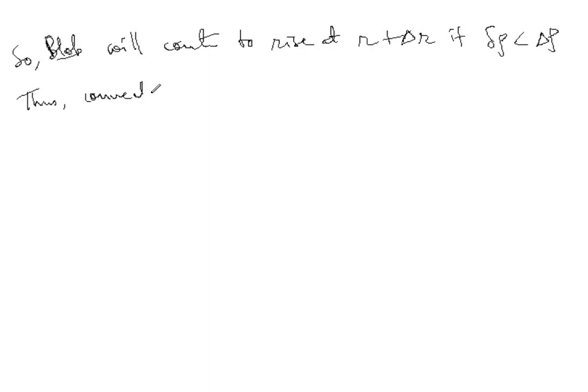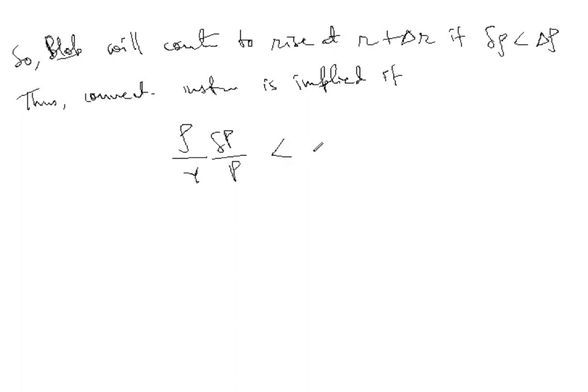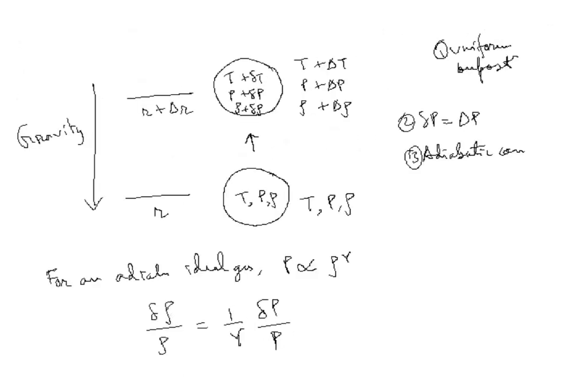Since it will be buoyant in the surrounding medium, convective instability is implied if rho by gamma del P by P is less than grad P. Here I am using the previous expression.